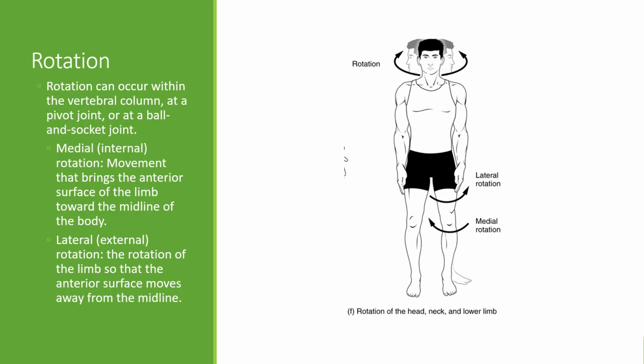Rotation is when you're rotating around that pivot joint like I was talking about when we were talking about pivot joints earlier, or at a ball and socket joint. So rotation is when you're rolling things out or rolling it in. So let's talk about thighs. Thighs are an easy way to talk about that. If you take your thigh and you turn it out, so you point your toes out to the side, that would be a lateral rotation, and then you can roll it back in. It would be a medial rotation.